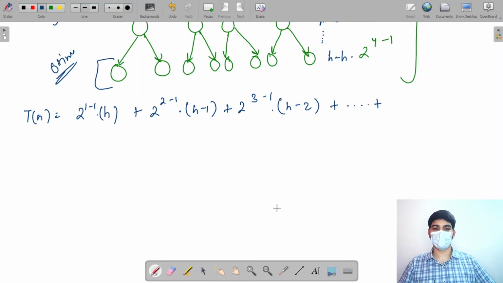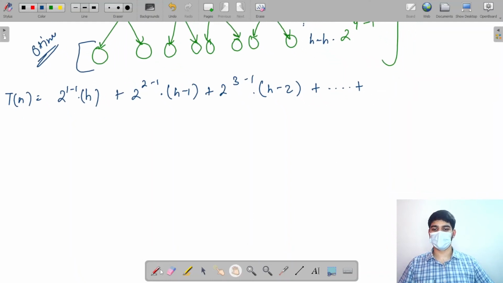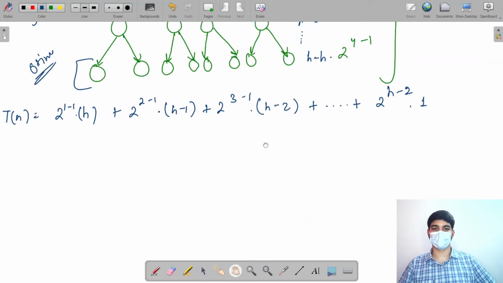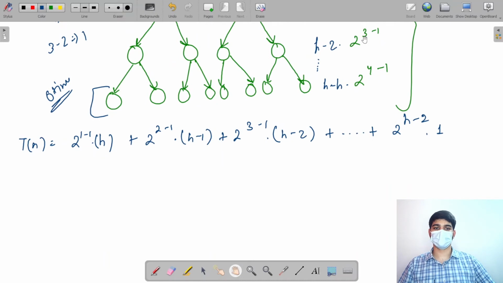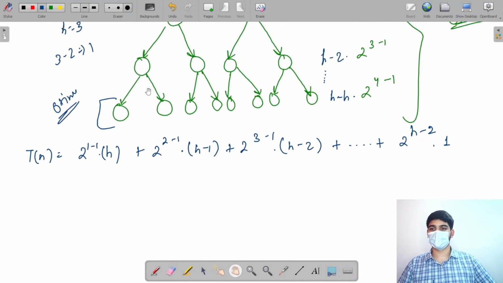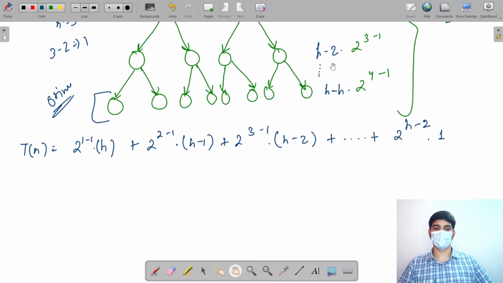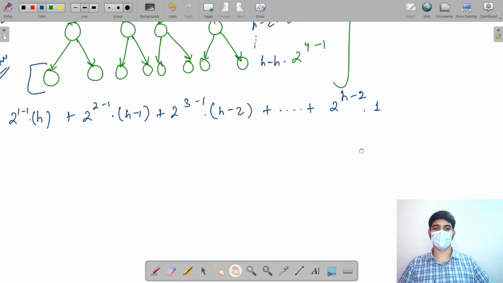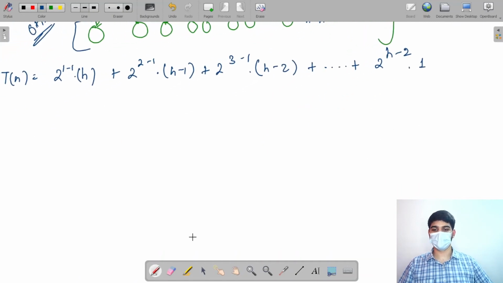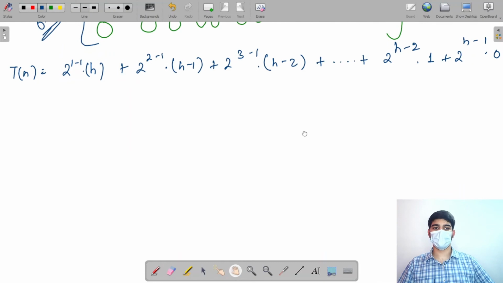And if we go on, what I would have at the end would be something like 2 raised to the power h minus 2, which is my second last level, into 1, right? Because my second last level is working for 1. If you see over here, this is my h minus 2, and here we have 1 level, we have complexity of 1 level, right? Now, again, if we see the last level, which would be h minus 1, it would have a time complexity of 0. So this would be my total time complexity, right?